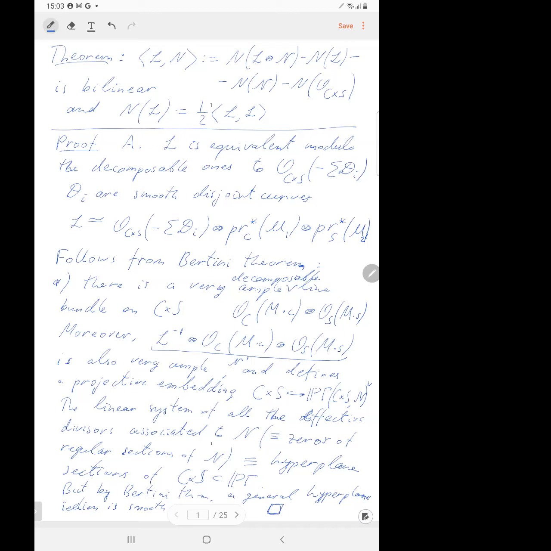Okay. I still don't understand. So, okay, what do you use? You use that general sections have smooth zero divisors. But then how is it connected with this?